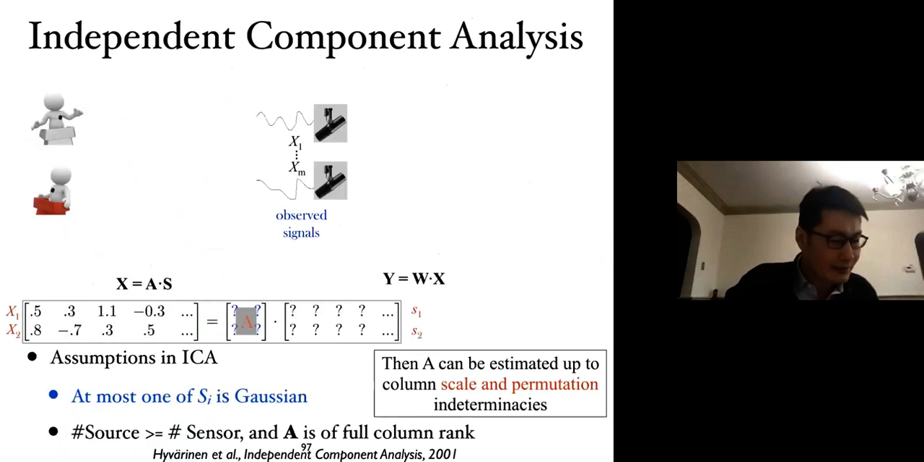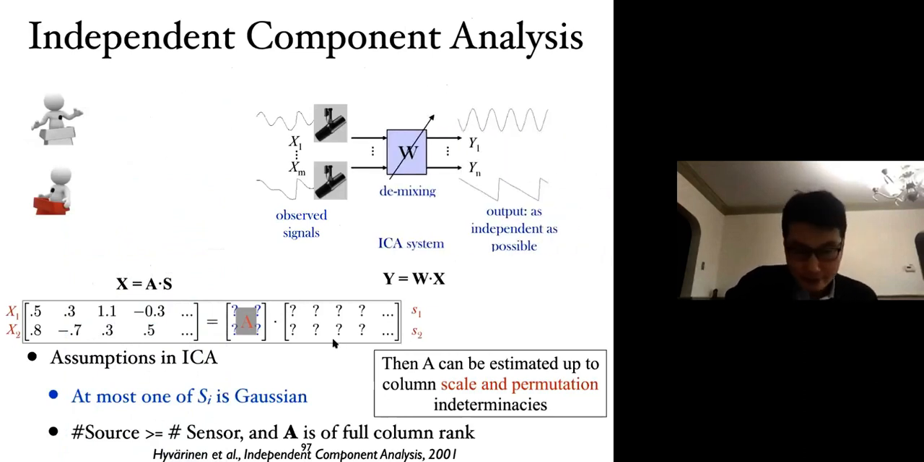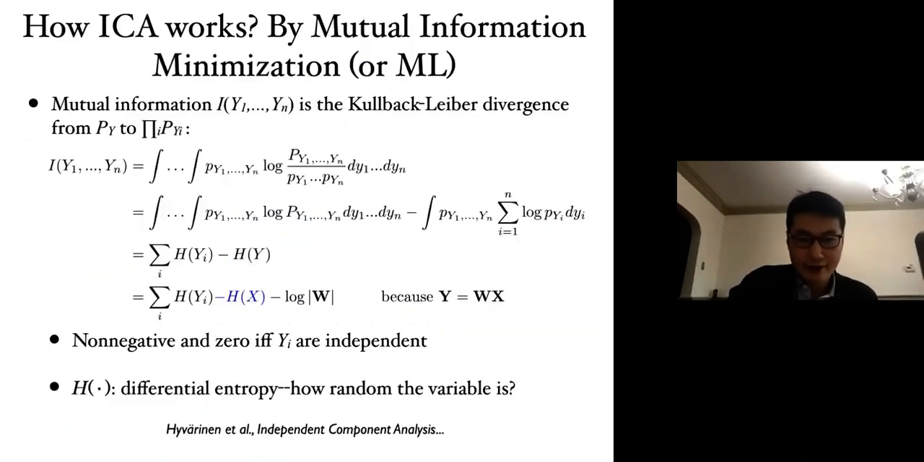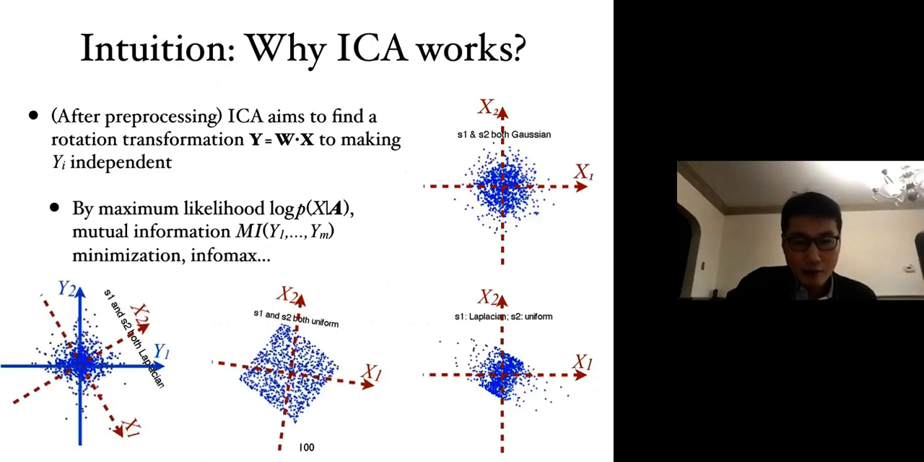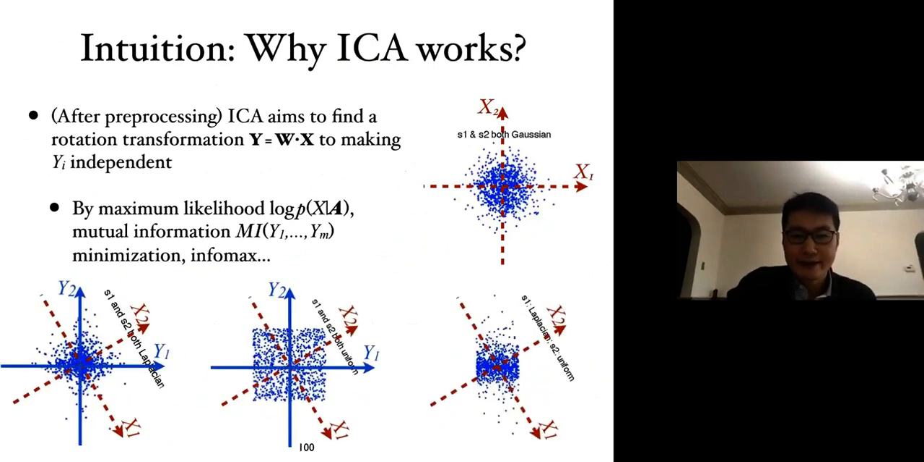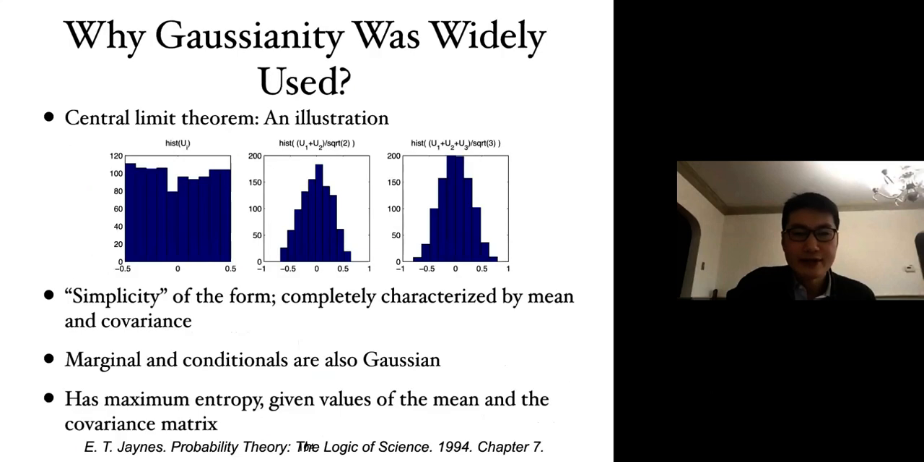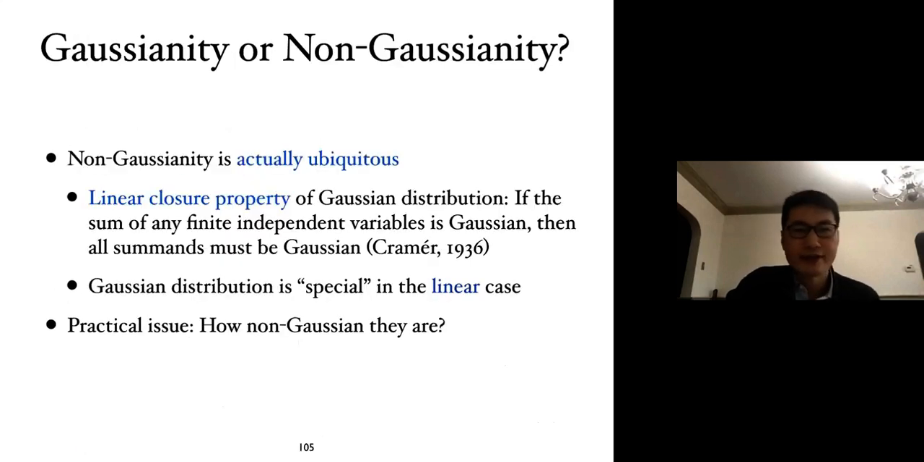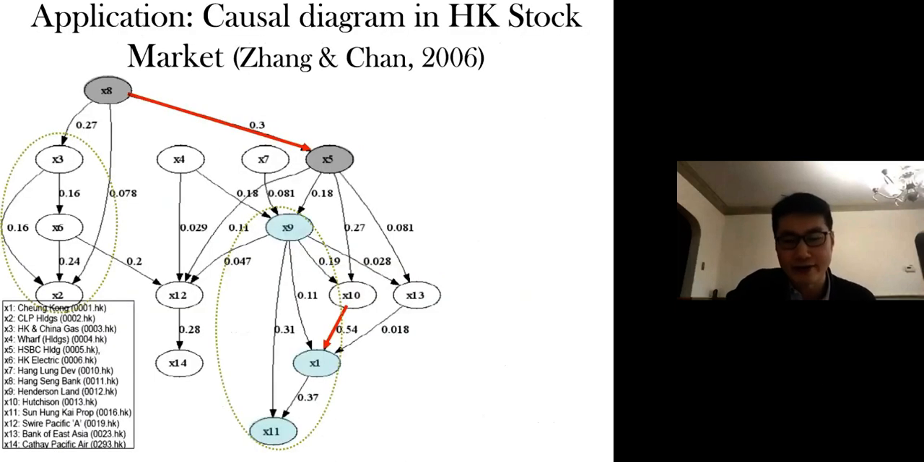I'll skip this, and let me just make the final remark. You can see why ICA works in this demonstration. In particular, please read this. In practice, most variables are non-Gaussian because of the Cramér decomposition theorem, which is kind of complementary to the central limit theorem. This is very important. This is why we can make use of non-Gaussian methods or nonlinear methods.